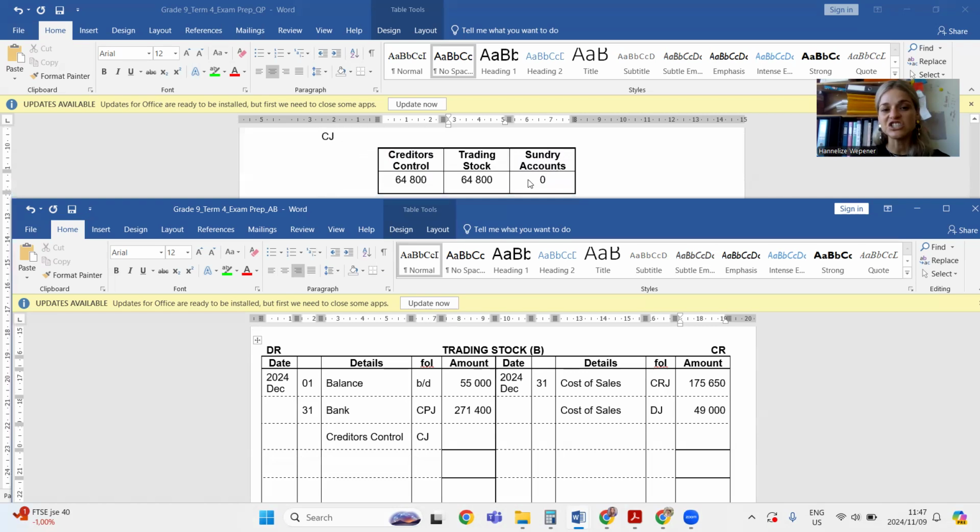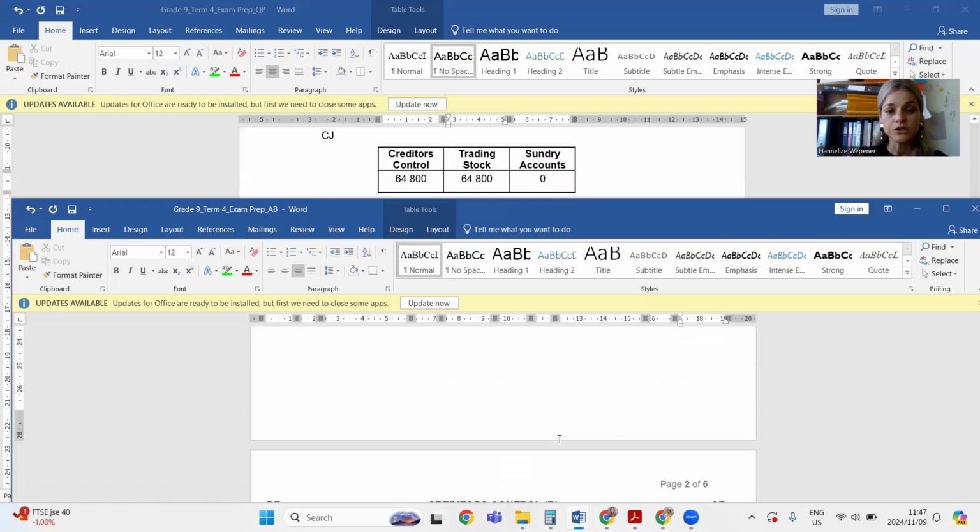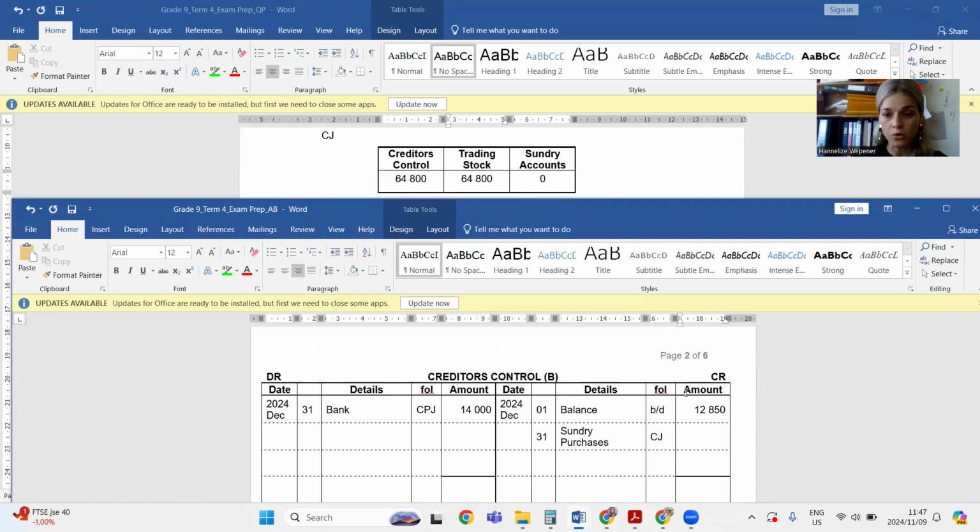Okay. Next up, the CJ. So we purchase from our creditors without paying them. So we owe our creditors more. So we increase that creditors control.